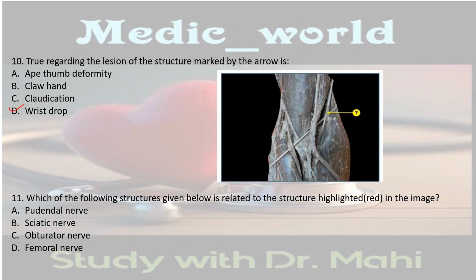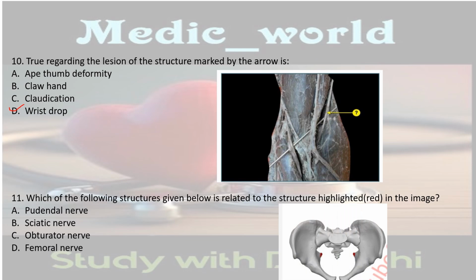Now the next question, which of the following structures given below is related to the structure highlighted in the image? Here in the image, the structure which is highlighted is the ischial spine, and the structure which is related to it is the pudendal nerve. So the answer is option A, that is pudendal nerve.